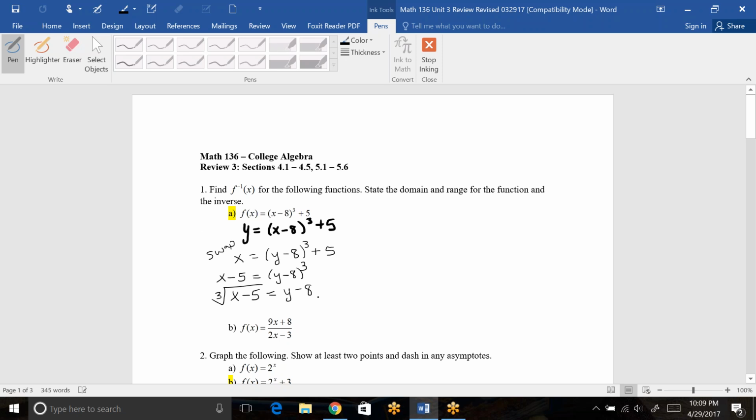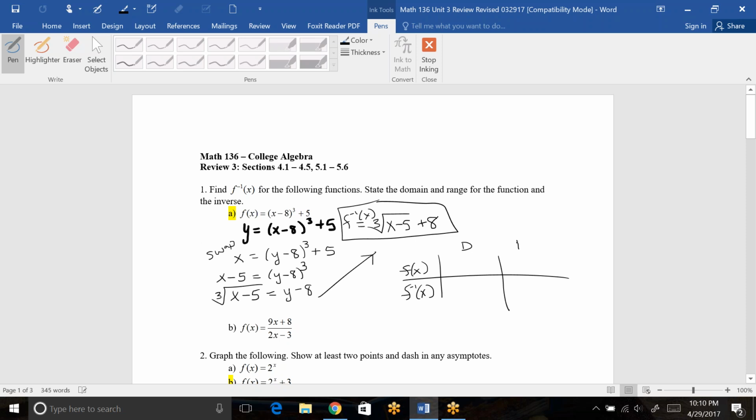And then finally we'll be able to add 8 over to finish. So this will become the cubed root of x minus 5 plus 8, and that is going to be my inverse function. And you do want to write the little f inverse of x. The next thing we do is, remember, we talk about the domain and range of the inverse and the function.